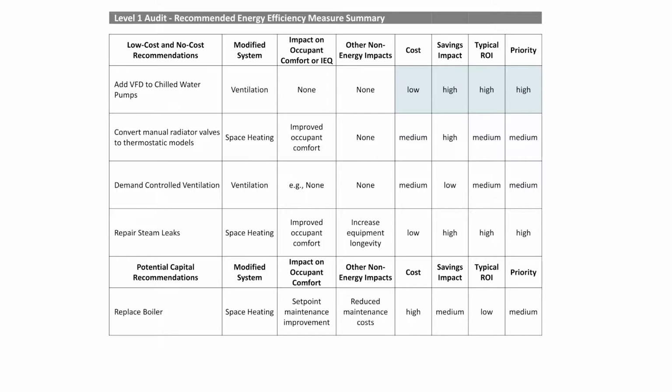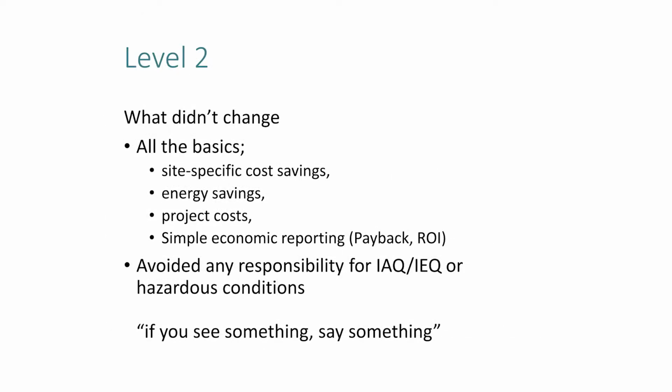Level 2 didn't change that much, except it got more tightly specified. Level 2 is what I really think of as an energy audit. You want site-specific costs, site-specific savings. You want to know if there's incentives there, what my bottom line cost and payback is going to be, what I should do, and how much it's going to cost.